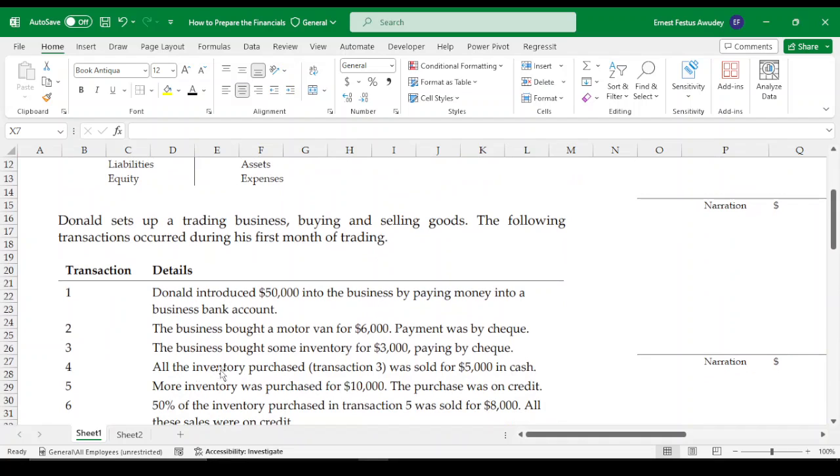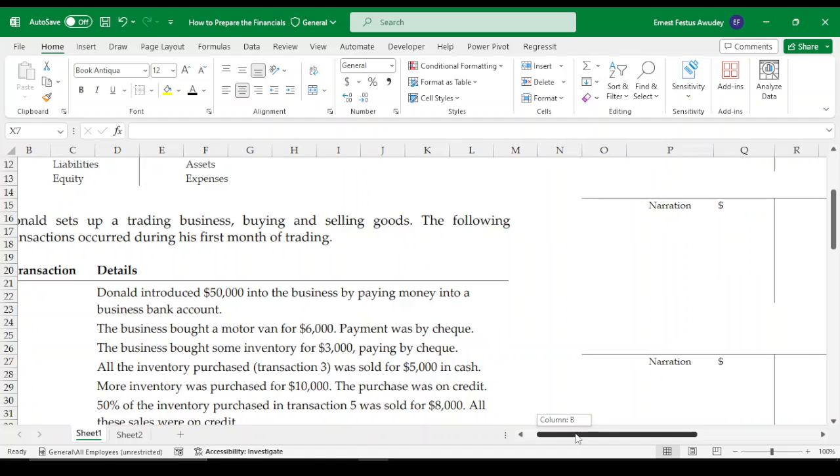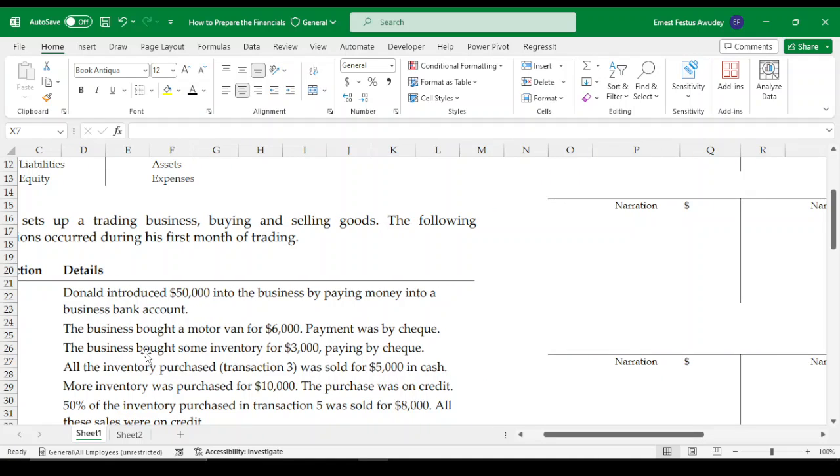Now let's continue. The second transaction is saying that the business bought a motor van for 6,000. Payment was made by check. Good. So transaction 2: the business bought a motor van for $6,000. Payment was made by check. All right. So analyzing this particular transaction, let us identify the two accounts that are going to be affected, or the two accounts involved.